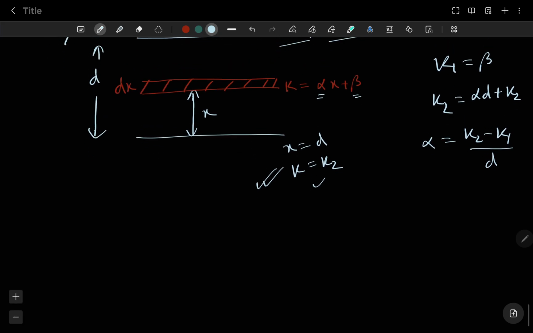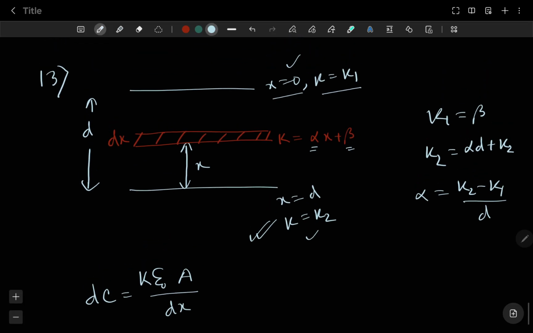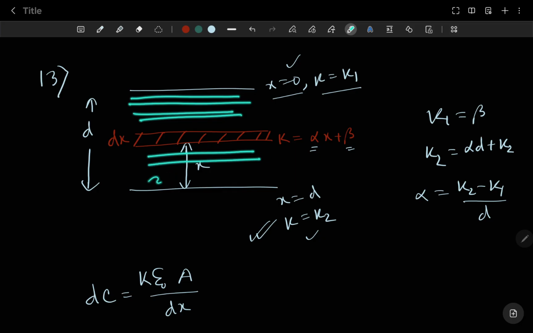Okay, now what is the capacitance of this strip capacitor? dc equals k epsilon naught A by dx. Now if I consider this type of strip capacitors throughout the dielectric, then to get the whole capacitance we must get the equivalent capacitance of all these strip capacitors.